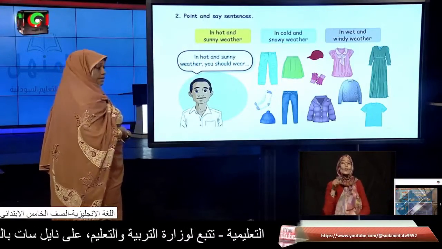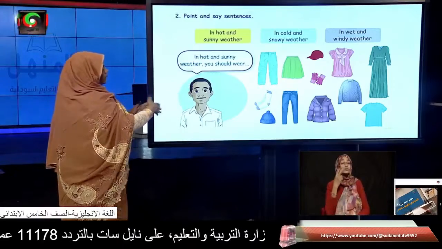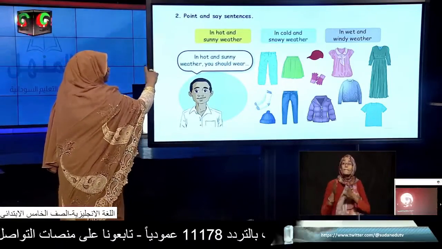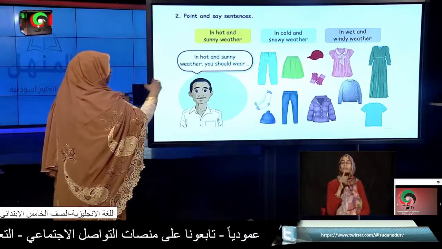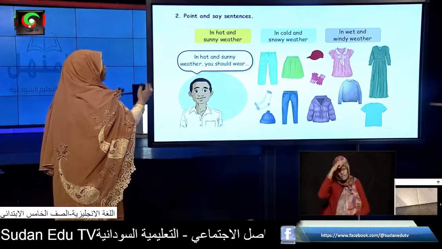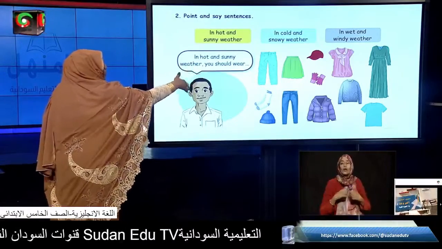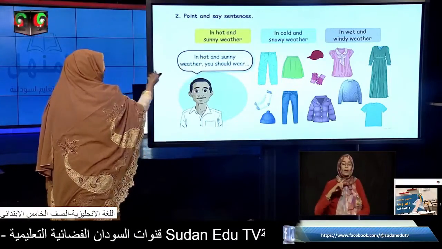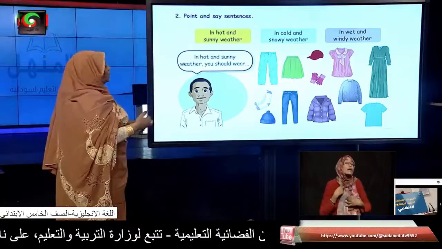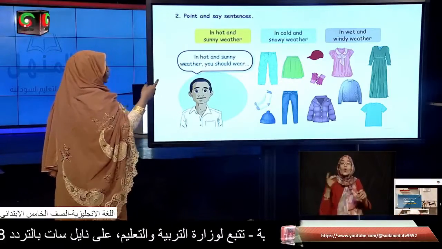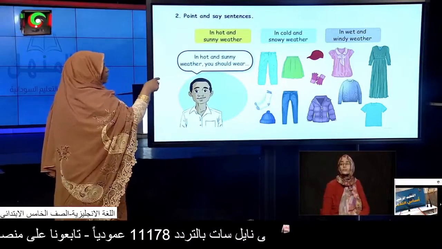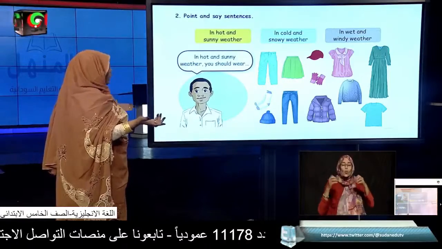Point and say sentences. Here, as you see, we can see lots of clothes here, and we have 3 utterances or sentences I'd like you to complete. In hot and sunny weather, you should wear. What can you choose from here in order to help this person? In hot and sunny weather, you should wear what? In cold and snowy weather also, you should wear what? In wet and windy weather, also you should wear what?